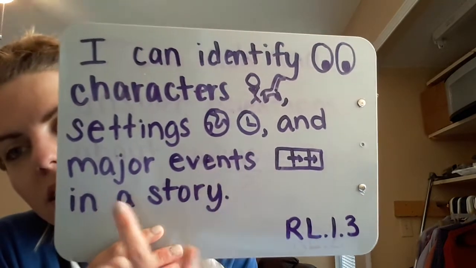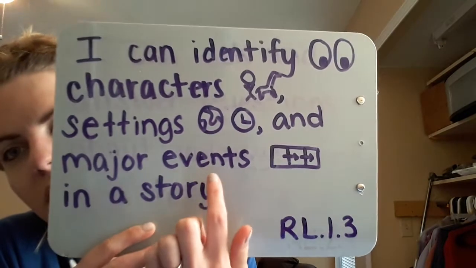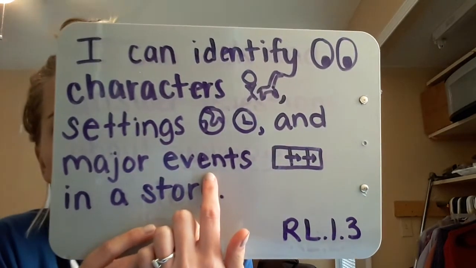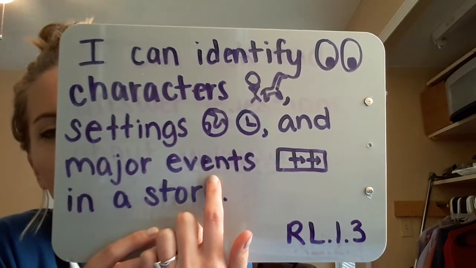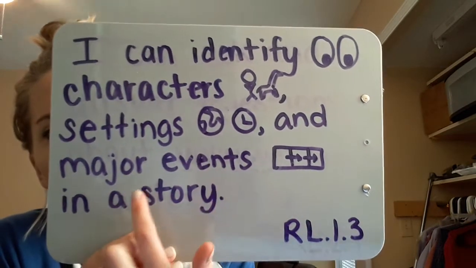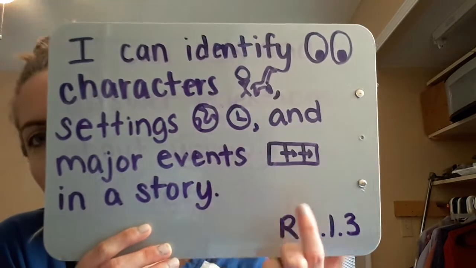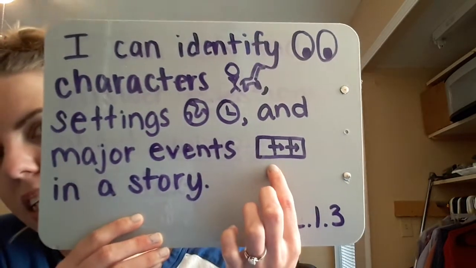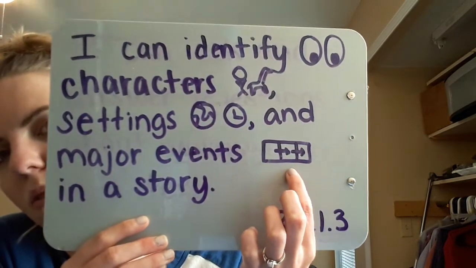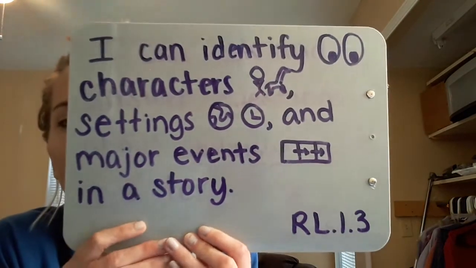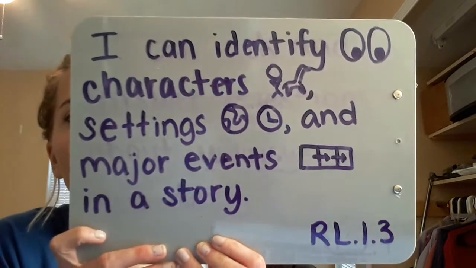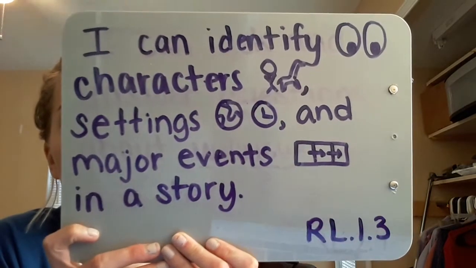Major events. Major means important. Events. What does that word events mean? Events are things that happen in a story. So major events means important things that happen in a story. So I have at the beginning of the story this happened, in the middle of the story, and then at the end, the major events in the story. So to cover RL 1.3, we are going to be identifying characters, settings, and major events in our story.